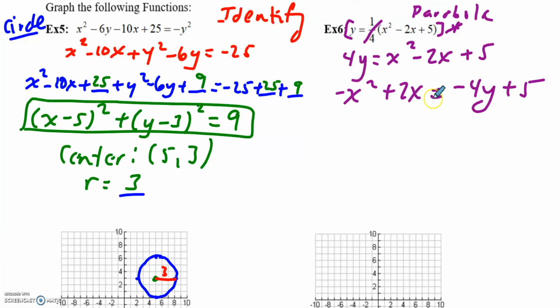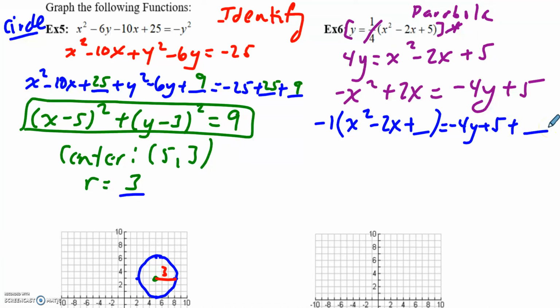Because this side does have a square, I'm going ahead and complete the square so I can get parentheses to know where the center is, or the vertex. I'm going to take out a -1, and I'm left with x squared minus 2x, because the sign changes, plus blank equals -4y plus 5 plus blank. 2 divided by 2 is 1 squared is 1. So I'd add 1 on this side also. Actually, no, I wouldn't. I would add -1 because we have -1 times +1. So we got a little -1 there.